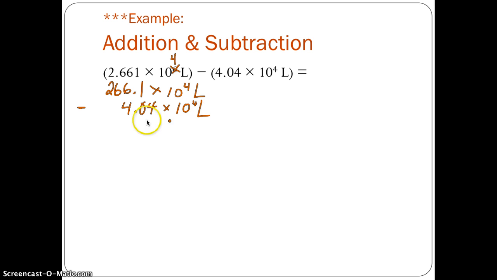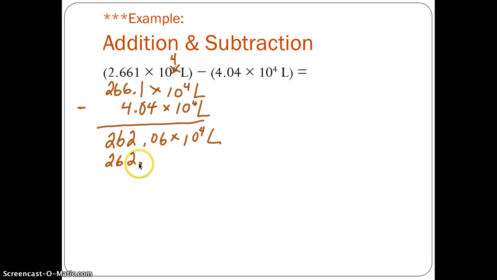All right, so I'm going to subtract, and when I do that subtraction, I'm going to get 262.06 times 10 to the 4th liters. I'm subtracting a volume from a volume, so I get just more volume. Now, significant figures. I have a tenths place here, a hundredths place here, so I'm going to round to the tenths place. So I've got now 262.1 times 10 to the 4th liters, and you're going to show all this when you show your sample problems.